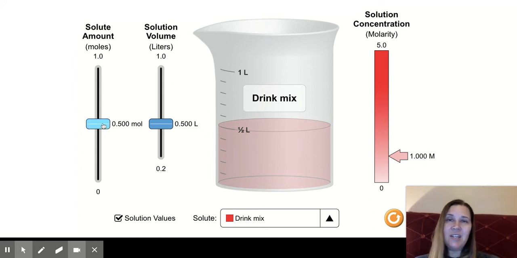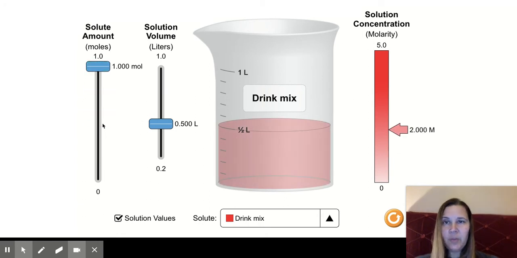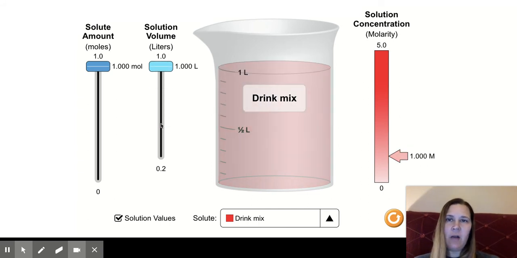What if I decide to add a whole bunch more Kool-Aid mix? I'm going to crank it up to 1. Notice our Kool-Aid mix got a lot darker because it's more concentrated. You put more solute in the same volume, so our concentration went up to 2. What if I decide to crank up the volume? I'm going to add more water to this now. Notice 1 mole, 1 liter, we're back to 1 molar.